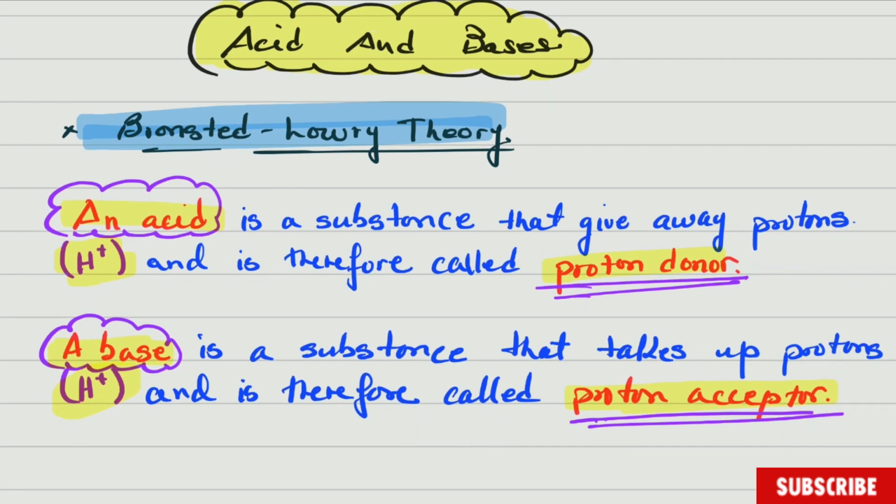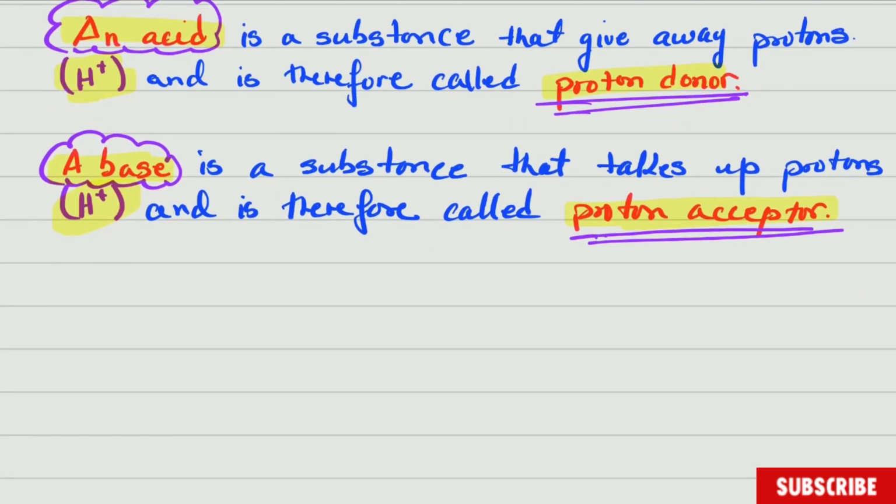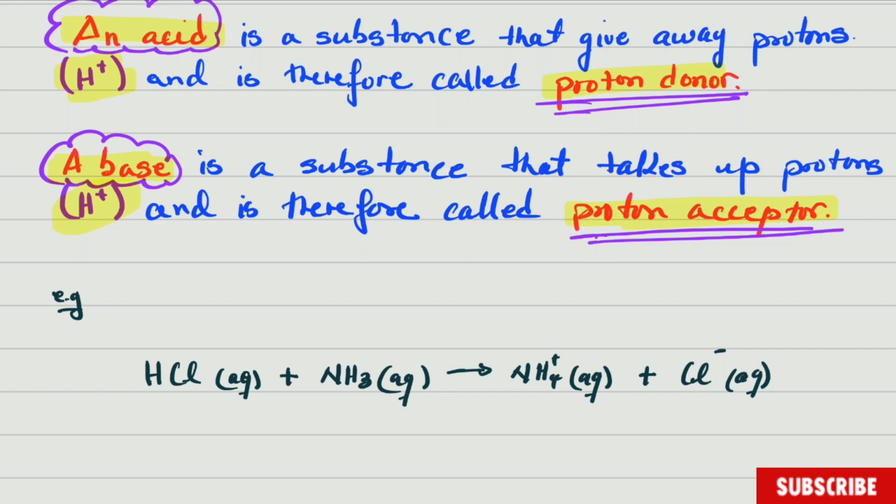Okay, now let's see some examples so we can identify a proton acceptor or proton donor. Let's see this example. We have this reaction: HCl plus NH3 is going to give you NH4 plus and Cl minus. The first thing you are always going to do is to identify the families from reactants to products. So you can see that HCl is family of Cl minus. They are the same here.